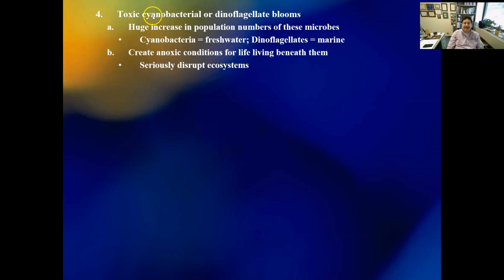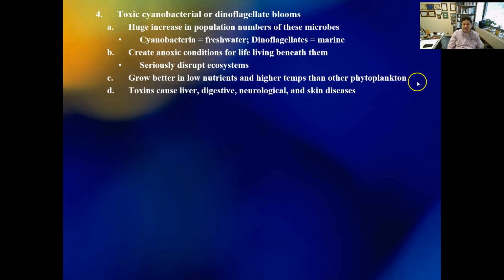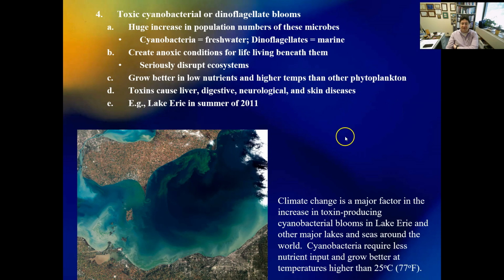Now, both cyanobacteria and dinoflagellates grow better in low nutrients and higher temperatures. They grow better in those conditions than other phytoplankton. And besides using up all the oxygen, they release toxins that can cause liver, digestive, neurological, or even skin diseases. Example of a big algal bloom, cyanobacteria, Lake Erie back in 2011. All this green is the cyanobacterial blooms.